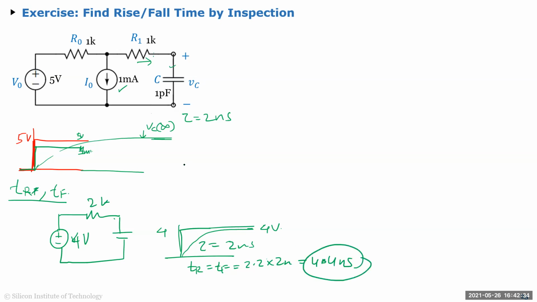Okay, good. Now let me ask you this question. Let's see if you got the homogeneous and this part fine. Now I'm going to change this 5 volt to, let's say, 4 volts, and I'm going to change this 1 milliamp to 2 milliamp. And then again, do the step thing. And what will be the time constant now?